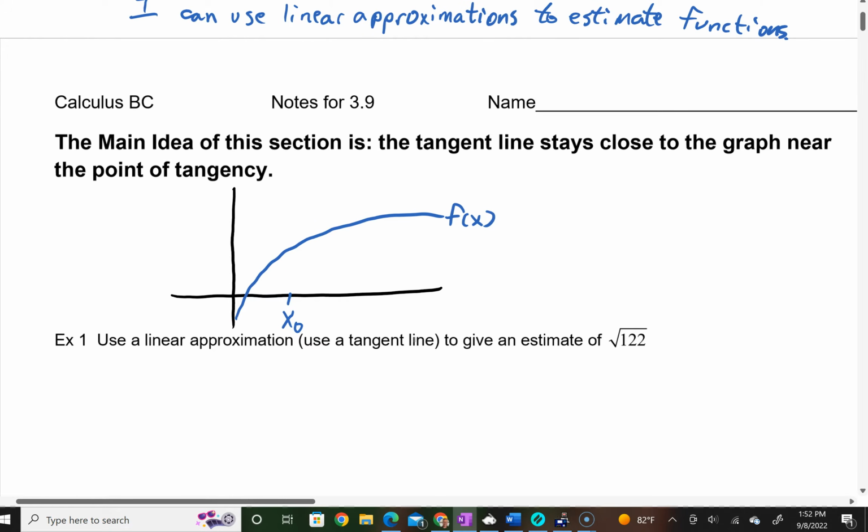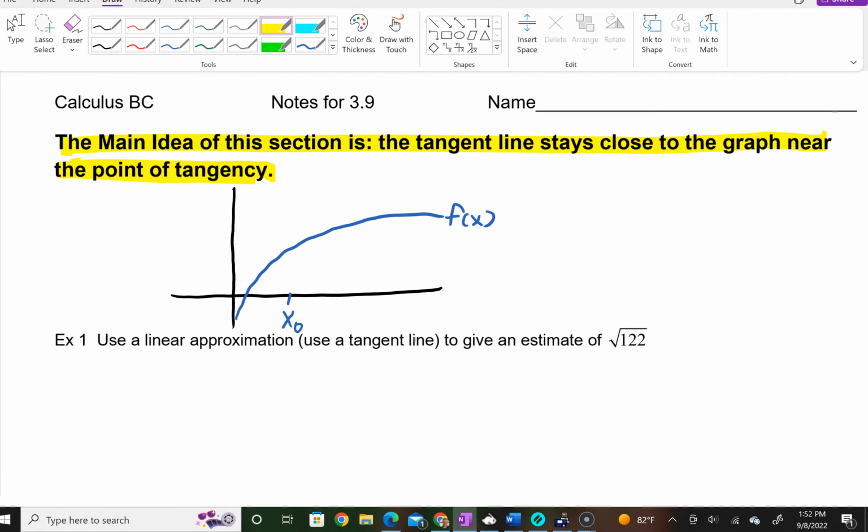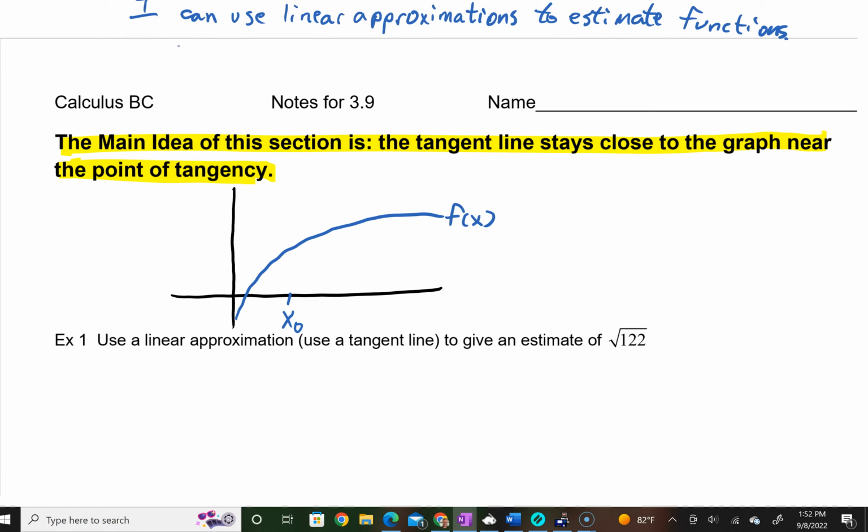So let's jump in very quickly in boldface here. Wow, we really want to focus in on what this sentence is saying. The main idea of this section is this: the tangent line to a curve stays close to the graph near the point of tangency. So here's the big idea.